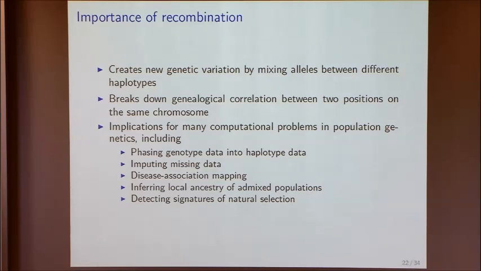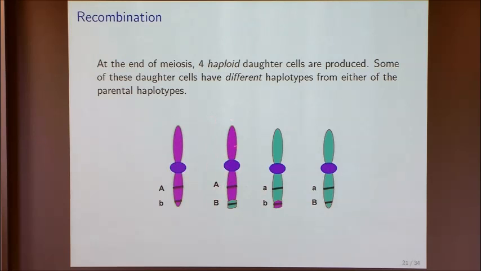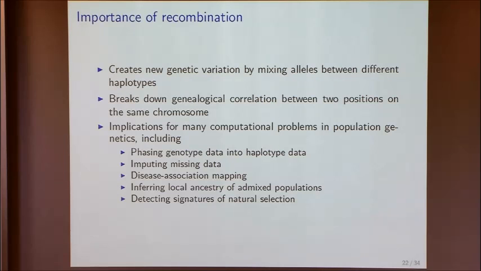So why is it important? As we just saw, this kind of mixing, this kind of shuffling together creates new variation. This also breaks down the correlation that is in the genealogies of the 2 different positions. So now if this member was present in your sample, this particular position was inherited from maybe the maternal copy, and this particular position was inherited from the paternal copy. So the genealogies for these 2 positions are different. And this fact has implications for many data analytic problems in population genetics.